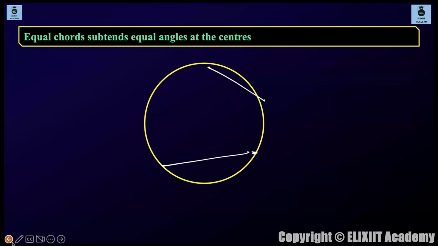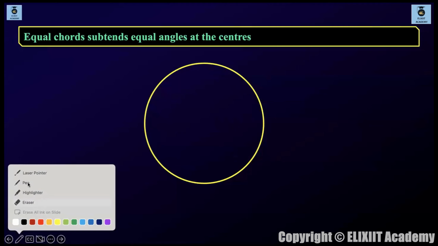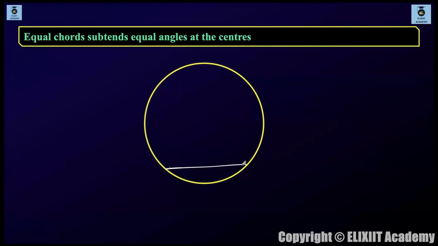You take two chords, does not look like equal chords. Take two chords which are equal in size. This one and this one. Okay. Two chords which are equal in size. This says that the chord subtends equal angle. Equal chords will subtend equal angles at the center.